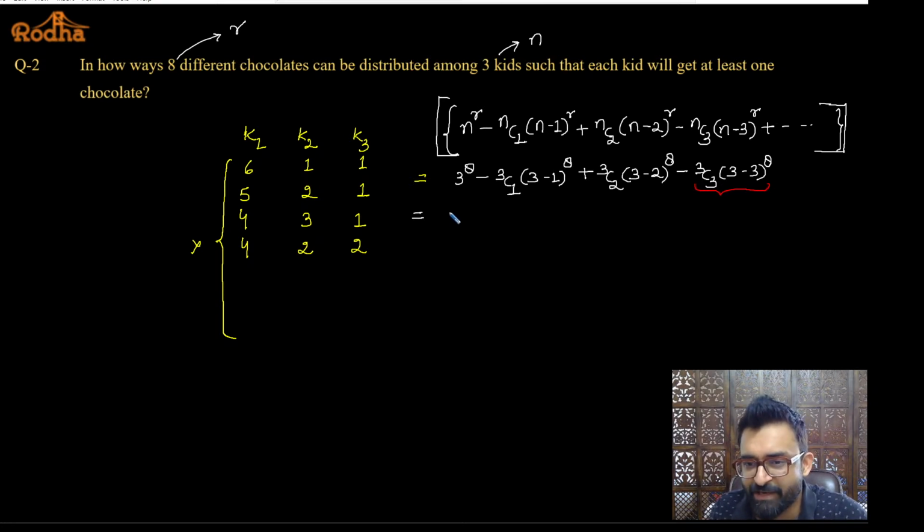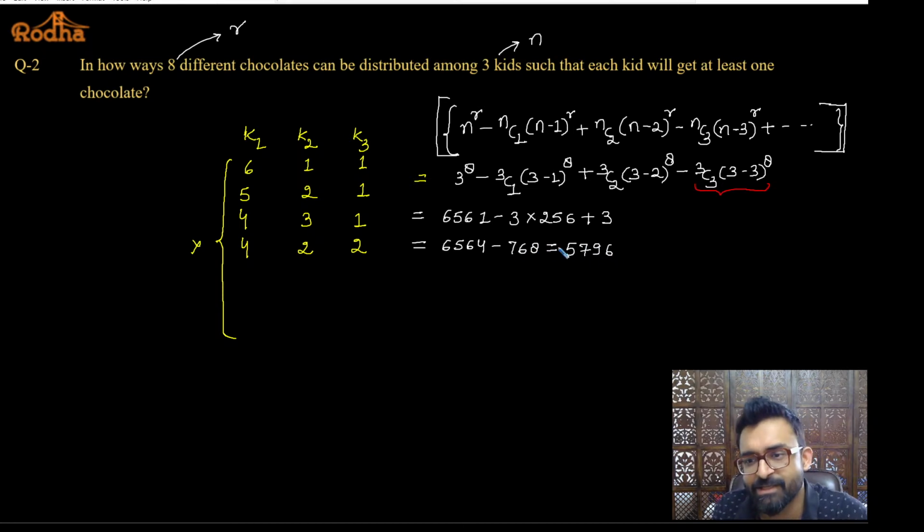3 raised to power 8 is 6561. 3C1 is 3 and 2 raised to power 8 is 256. And 3C2 is 3. So I'll get 6564 minus 768. So the answer is going to be 5796. This is what my answer is.